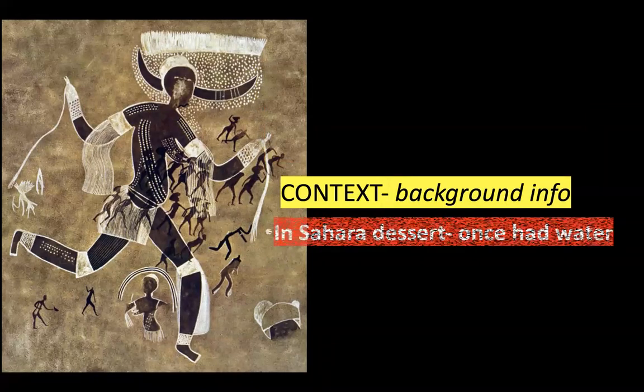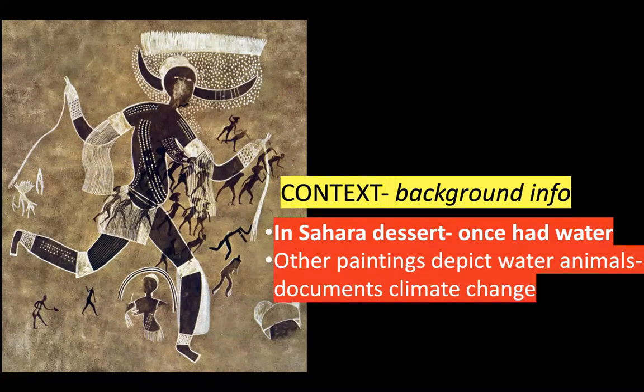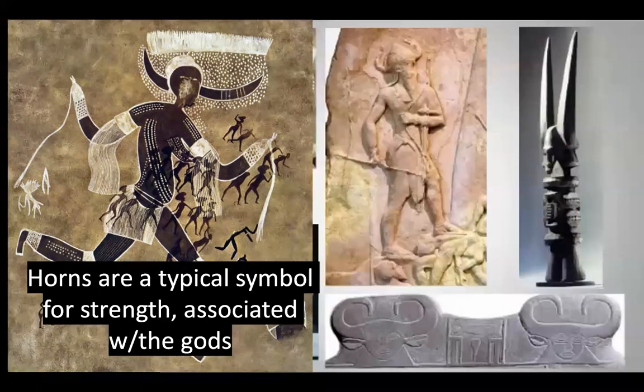That is a belief. All right, so the background. This is made in the Sahara Desert in a cave. This desert that we know of as being desert-like once had water. There are other paintings in these caves that depict water animals like alligators. I believe there's one that has alligators. So this is actually documenting climate change. All right, I said horns are a typical symbol for strength and associated with the gods.